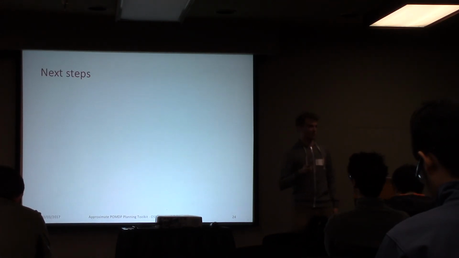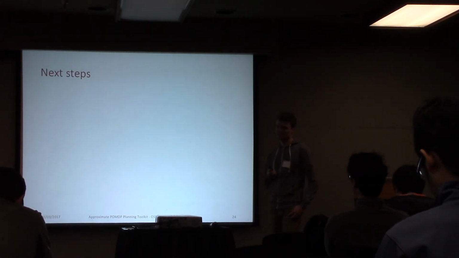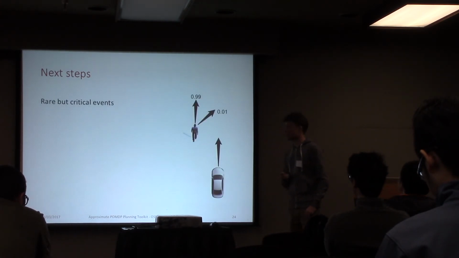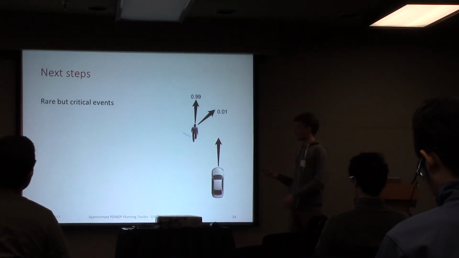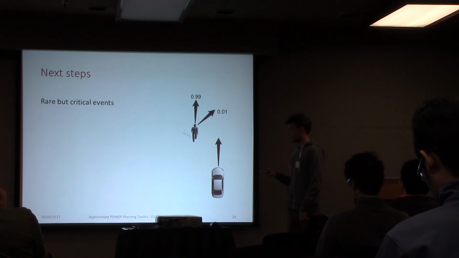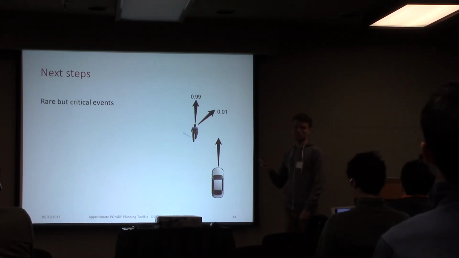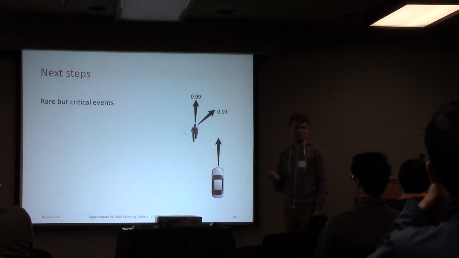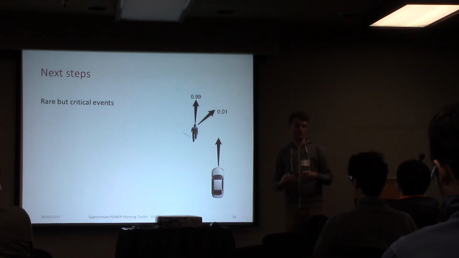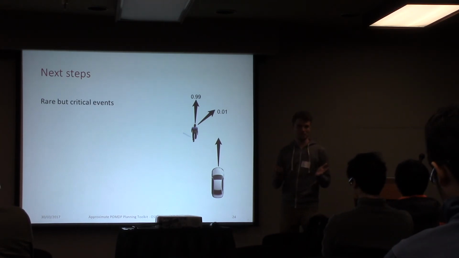Finally, I just wanted to spend one more minute on next steps. One direction that we are working on is addressing problems with rare but critical events. These are very difficult problems to analyze. For example, this car is driving straight, and you have this pedestrian here. Most likely, it's going to continue walking forward, but with some very small probability, it may step right in front of the car. This event is not very likely, but it's very critical. This is very difficult to capture for POMDP solvers.